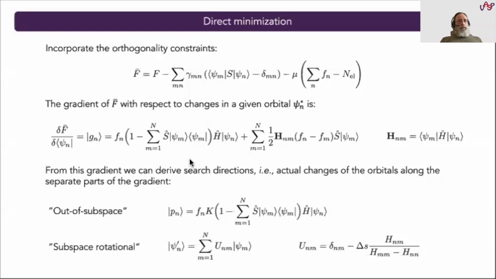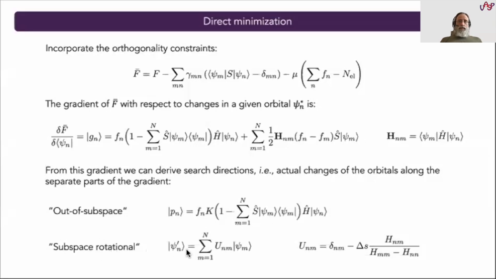So from this gradient, we can derive search directions. Search directions are actual changes of the orbitals along the separate parts of the gradient. Commonly, this is done in the following way. For the out of subspace part, it's essentially the gradient times a preconditioning matrix. It's shown here. So a preconditioned gradient gives you the search direction.